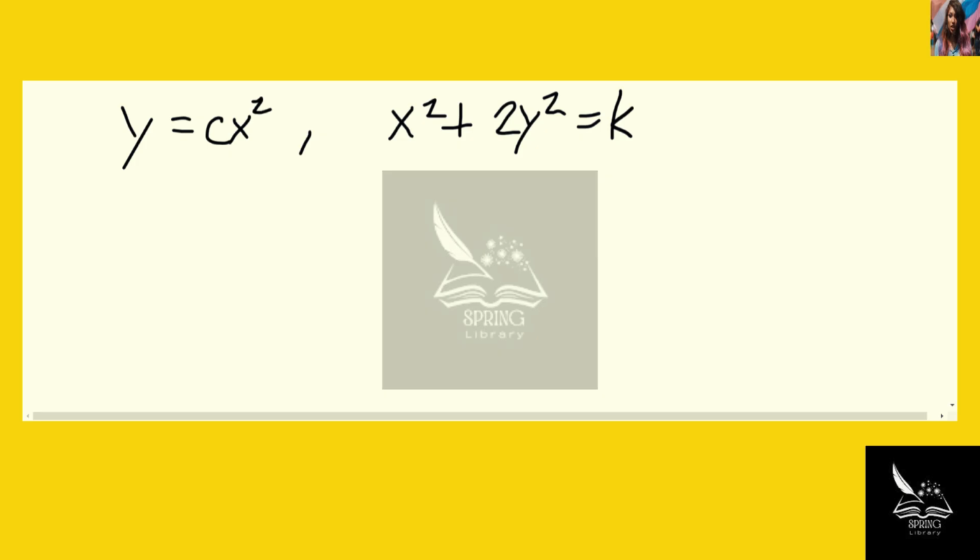So in order to verify that these are orthogonal trajectories, there's really a three-part method to this. First, I'm going to begin with the equation for our parabolas, y equals cx squared. I'll take the derivative of both sides with respect to x. We get dy/dx equals 2cx.